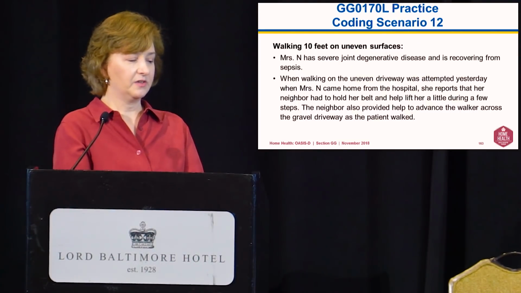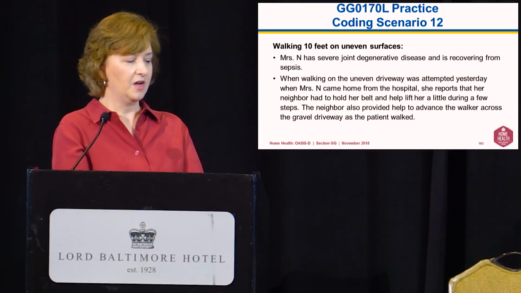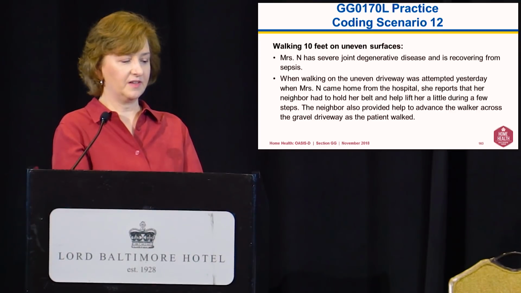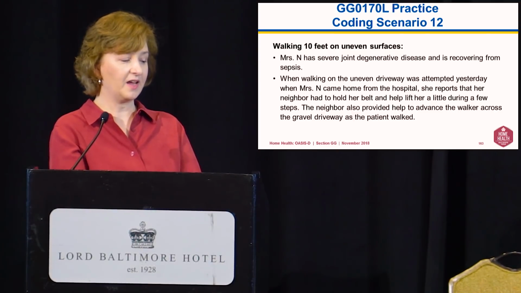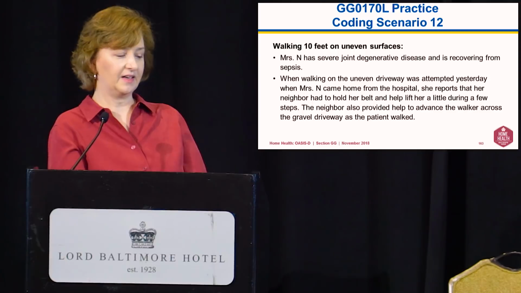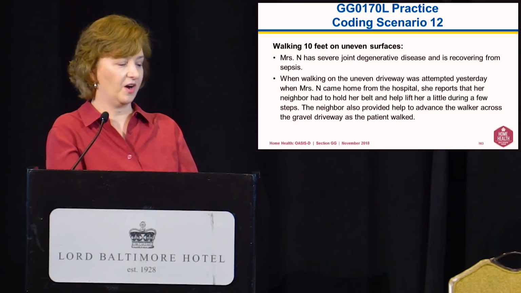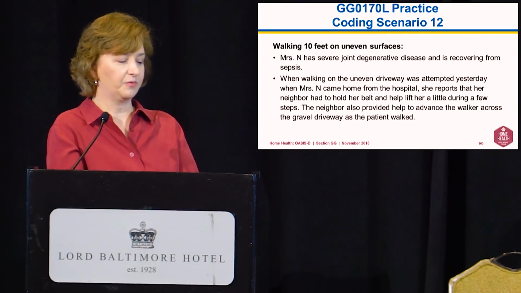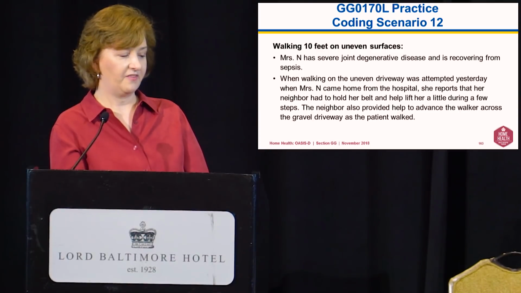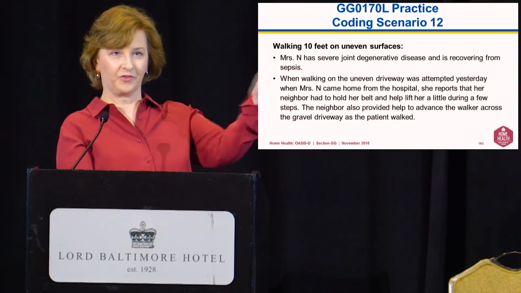Okay, so we have an example here of walking 10 feet on uneven surfaces, Mrs. N. So we've got a woman here who has degenerative joint disease and is recovering from sepsis. When walking on the uneven driveway, when it was attempted yesterday, Mrs. N came home from the hospital. She reports that her neighbor had to hold her belt and help lift her a little during a few steps. So while she's walking on the driveway, the neighbor also provided help to advance the walker across the gravel driveway as the patient walked. So in this instance, let's walk through the decision tree.